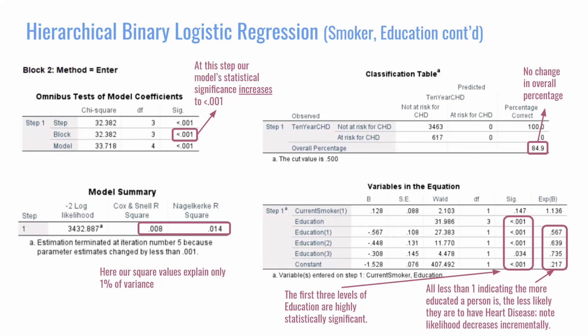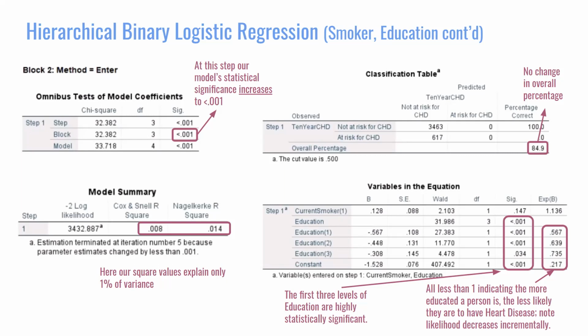Here we have now smoker and education. As I recall, and I looked in the book, I noticed that you had circled the first step, but I believe that on the second one, we compare it to what's in the block. Either way, they're all less than 0.001. So the model is statistically significant at this point.